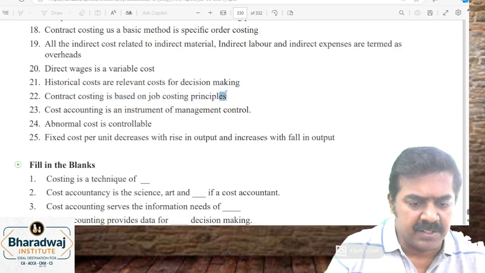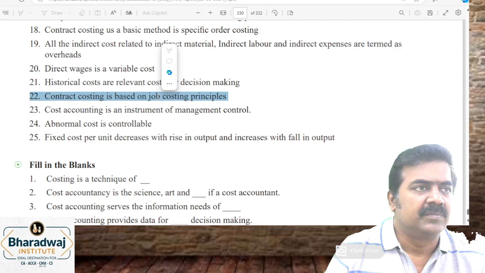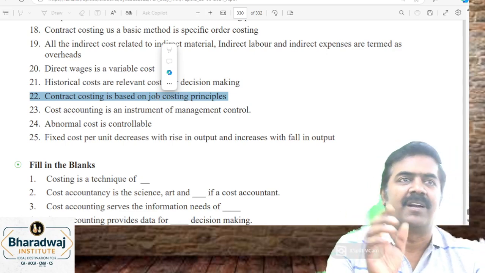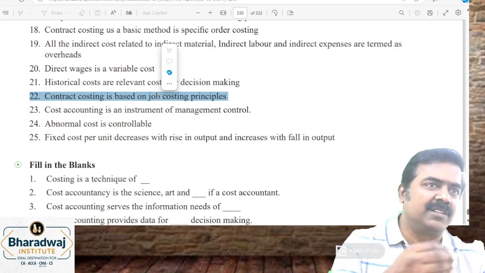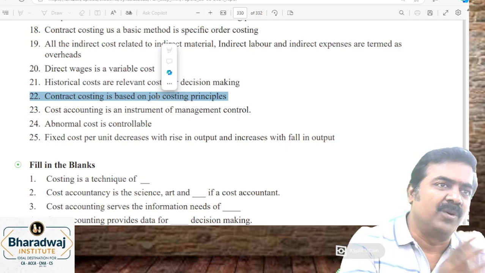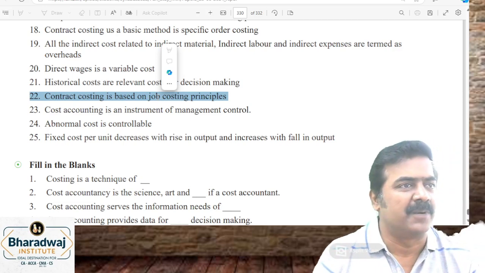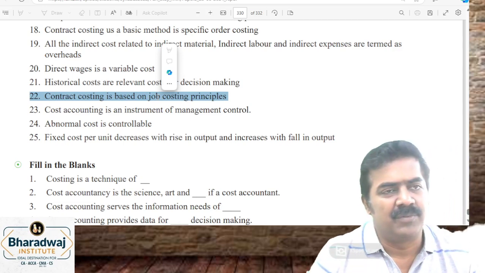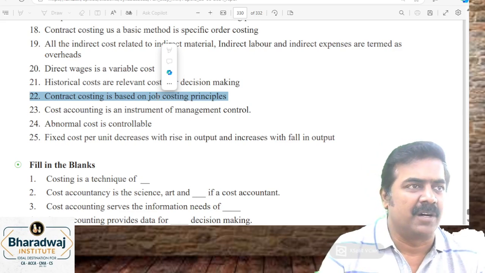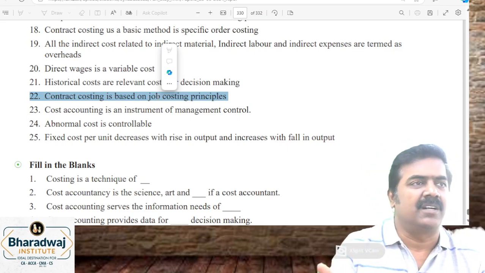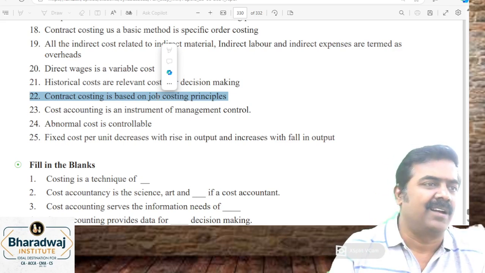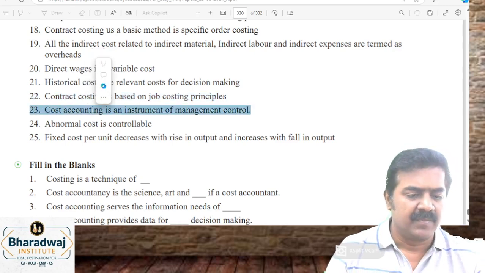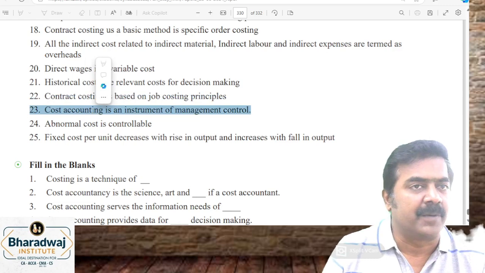Contract costing is based on the job costing principle. True. How? As I told you, a contract is a large job, and a job is a small contract. Interior decoration, painting the house, flooring work, small work will come under job costing. Building construction, floor construction, or flyover construction will come under contract costing. Both are the same principle; only, contract costing is for a long period. Cost accounting is an instrument for management control. True.